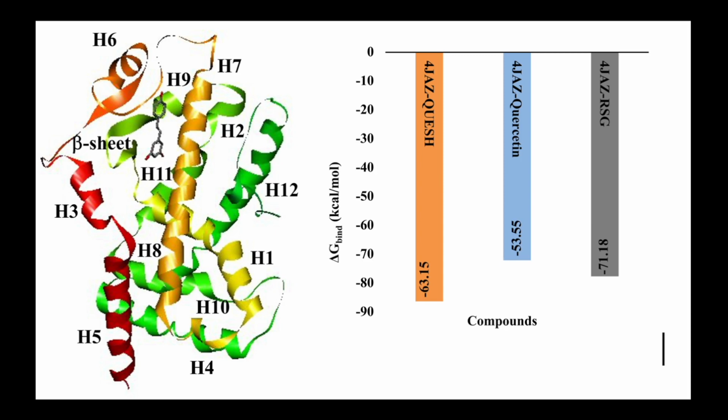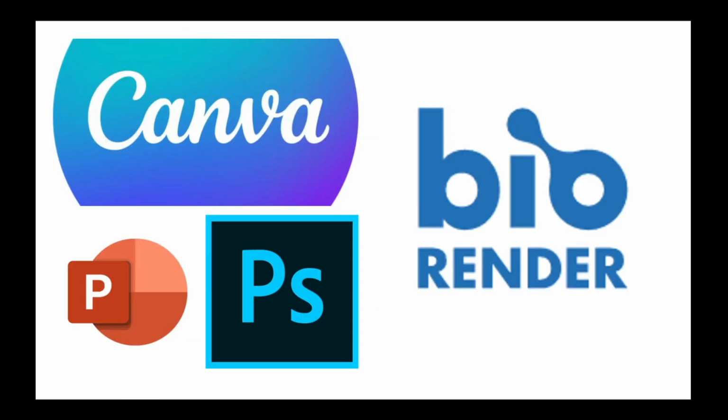So even if you are placing data in a graph, you can put statistic values in colorful mode. Thirdly, you can make the figures in PowerPoint presentation, Adobe Photoshop, or in some online graphic design applications such as Canva or BioRender. Your figures should be colorful. If you want, you can go for black and white as well.